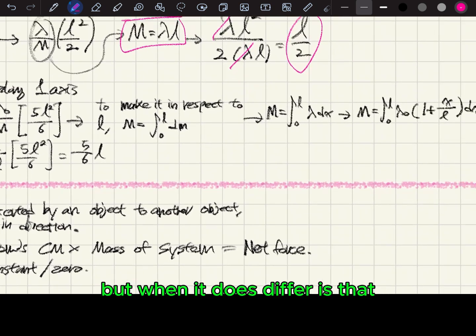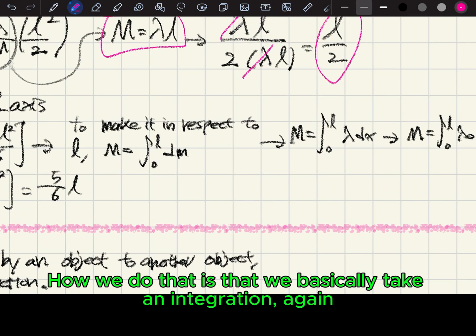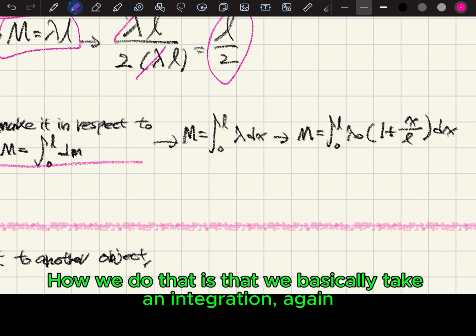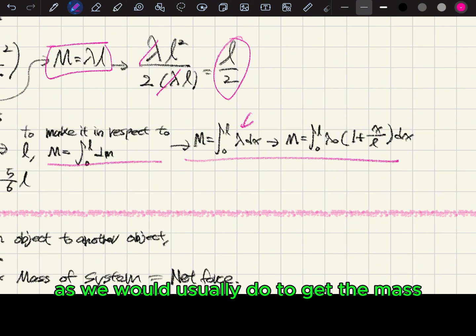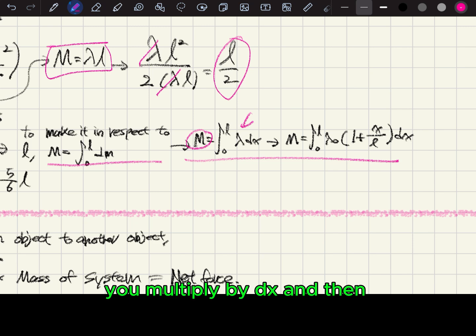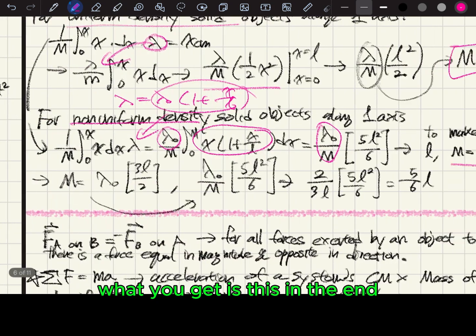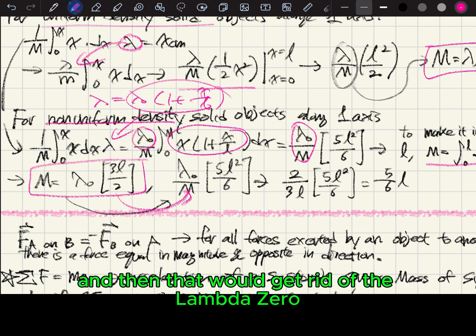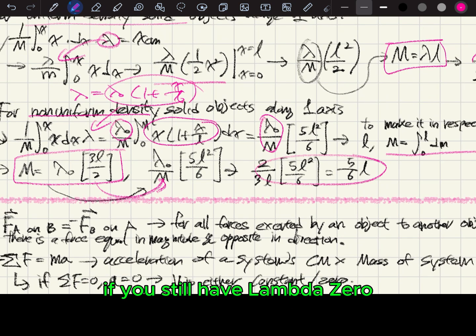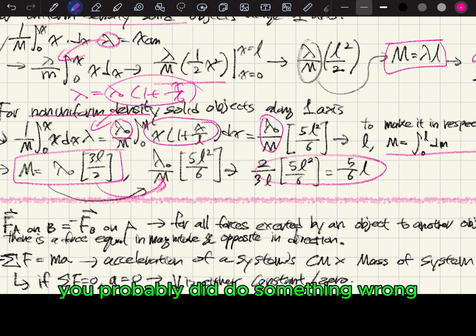But where it differs is that we want to get rid of these and turn it into an L. And how we do that is that we basically take an integration again. So you get the lambda in as we would usually do to get the mass. You multiply by dx, and then you take the lambda 0, and so on. What you get is this in the end, and then you plug it into that, and that would get rid of the lambda 0, and then you would get a clean equation. If you still have lambda 0 or other weird stuff lingering around after this, you probably did something wrong and you should check yourself.